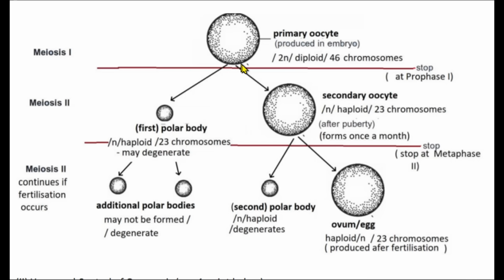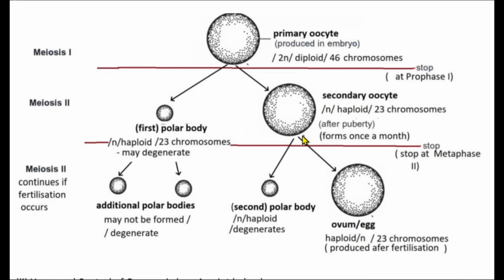The other one that contains a lot more nutrients, a lot more cytoplasm, is called a secondary oocyte. The secondary oocyte is haploid, and this is what is formed once a month and what gets ovulated. Now, the process of meiosis does not complete. It pauses until the secondary oocyte fuses with a sperm cell. And when it fuses with a sperm cell, it doesn't immediately become a zygote. It finishes meiosis, like, hey, I forgot to finish meiosis, and now I need to hurry up and finish.